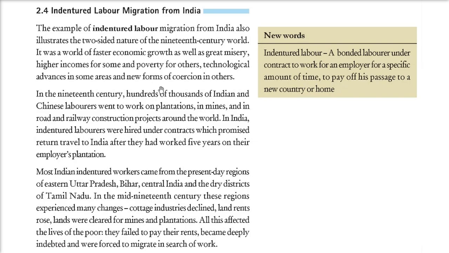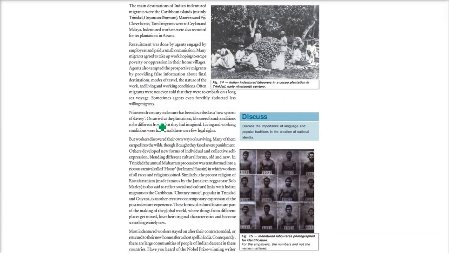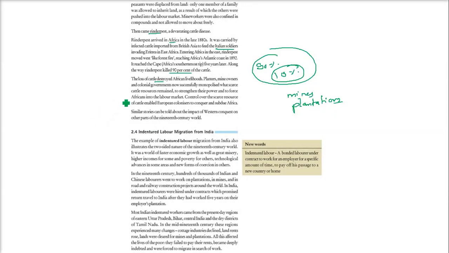So what were the causes of migration? As we'll see here just now, all these we are going to discuss. See, most of the indentured labor from India came from the present day region of eastern Uttar Pradesh, Bihar, central India and Tamil Nadu. These regions of India experienced many social changes, like the cottage industry decline, land rents rose, and lands were cleared for mines and plantations. So in the 19th century, indenture was described as a new system of slavery. And there, you see an intermixing of tradition. Hosay, a carnival in Trinidad, is for Muharram, when all the workers of all the races and religions join in celebration. So let us go into the detail now.